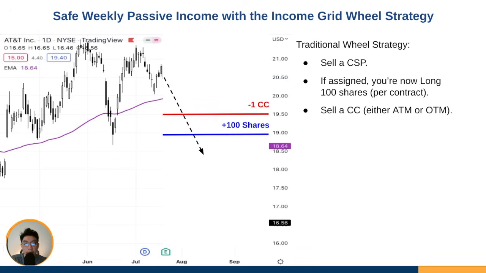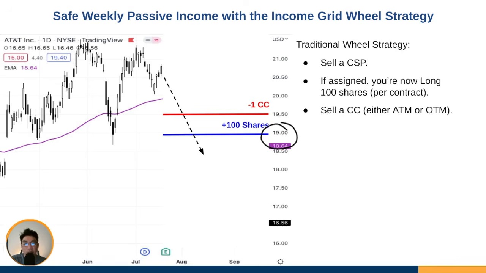Pretty simple. Now the next stage is that once you've already been assigned on the shares, you can start to sell a covered call. You can either sell it at the money, which is pretty much the same price where you got assigned. For example, if you sold the cash secured put at $19, then at the money would simply be selling a covered call at the same price, $19. The other way you can do that is to sell it out of the money, that means above where you're assigned at.